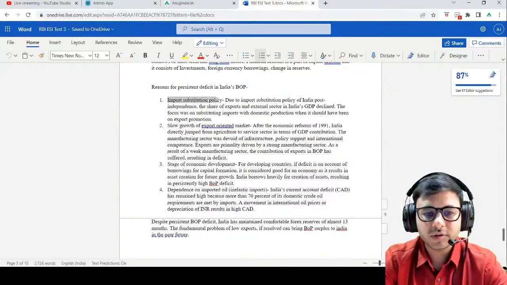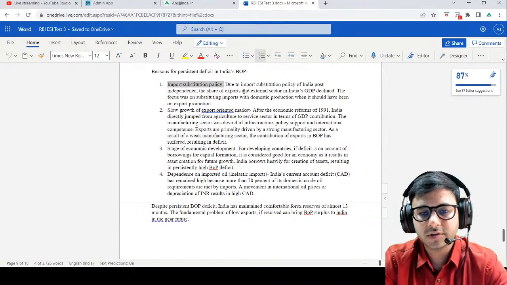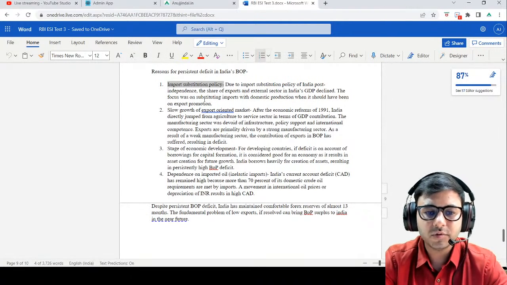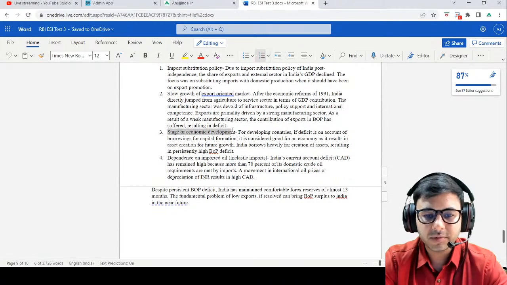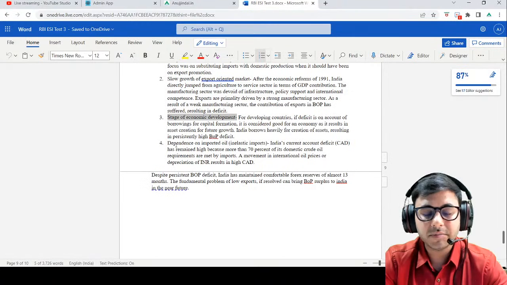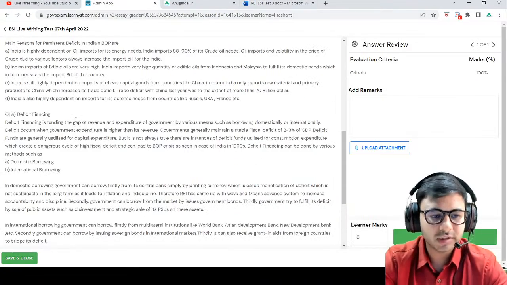Import substitution policy. Due to the import substitution policy of India post-independence, the share of exports and external sector declined. The focus was on substituting imports with domestic production when it should have been on export promotion. Slow growth of export-oriented markets, stage of economic development, dependence on imported oil. Look, here the difference is now visible a little. What you have said is not wrong, there is nothing wrong here.